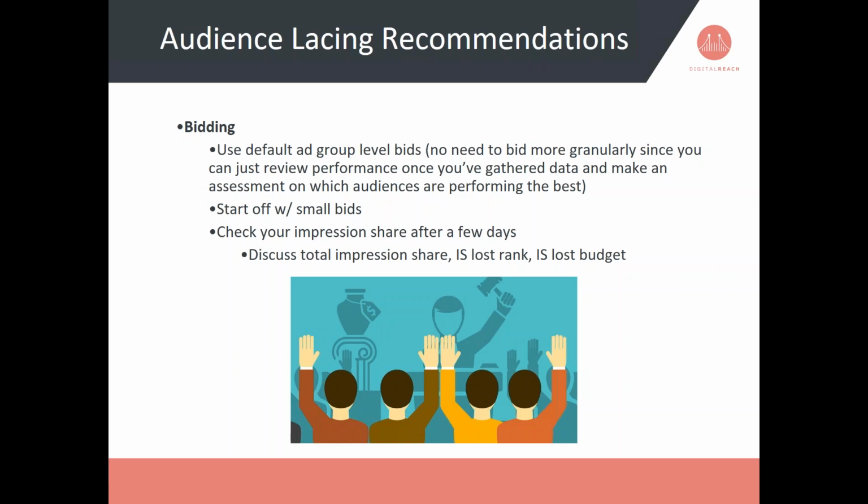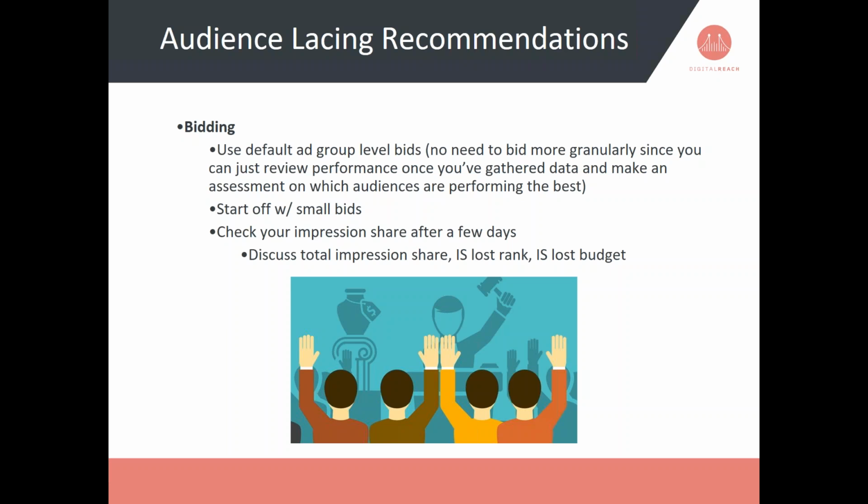There's really no need to bid more granularly, because after you've run the campaigns for a while, you can look at performance more granularly and then make adjustments from there. When you first start the campaign off, I always recommend just using the default level bids. Set your bid to like 50 cents or $1 or whatever you want to set it to, and then analyze it after you've gathered some data and make adjustments after that.